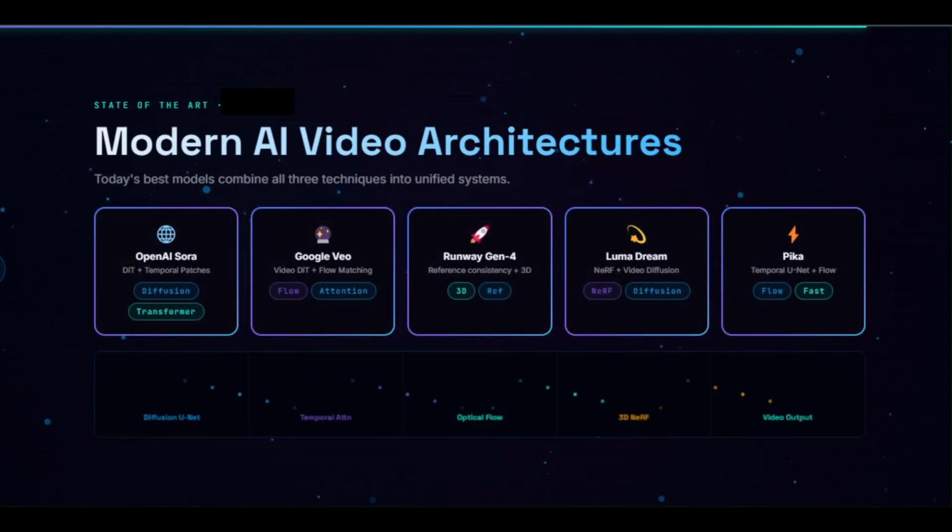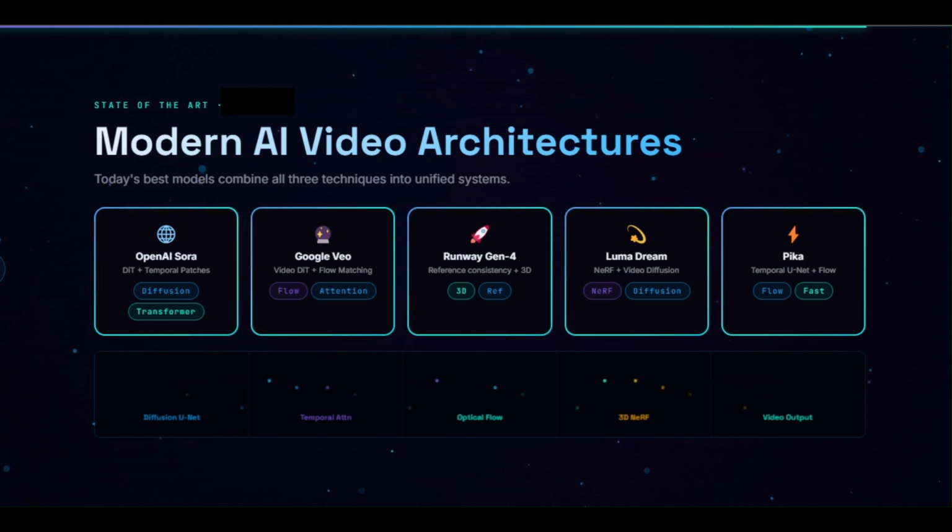Today's best AI models combine multiple solutions. There isn't one magic technique. Diffusion models provide image quality, optical flow provides motion guidance, temporal attention provides memory, 3D representations provide geometric consistency. Modern systems like Sora, Veo, Runway, and Luma combine these ideas into unified architectures.